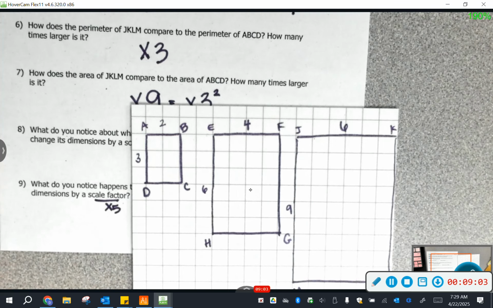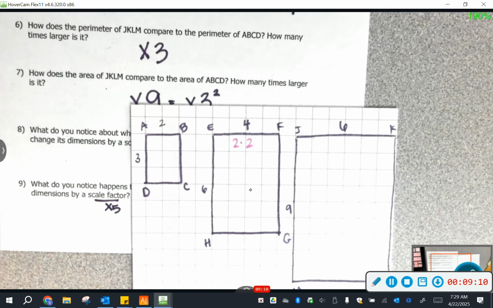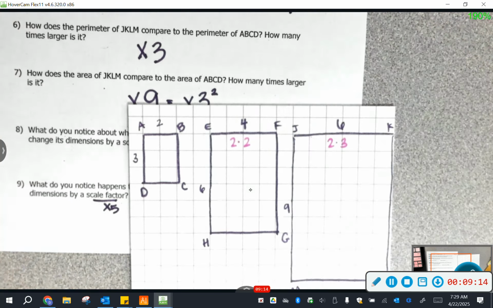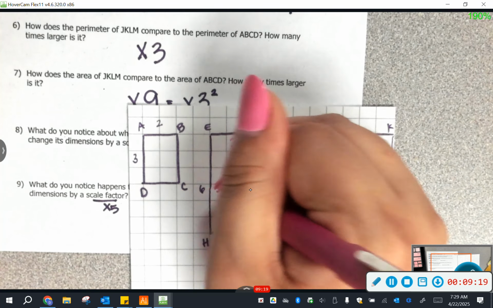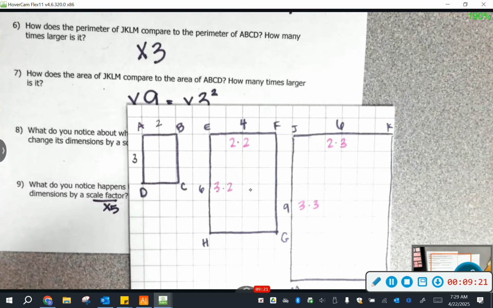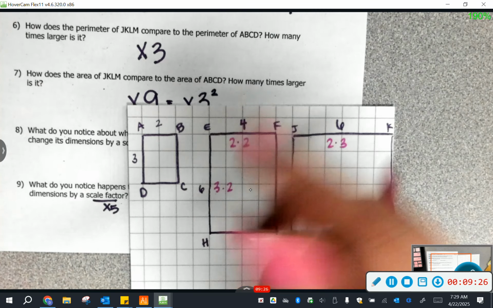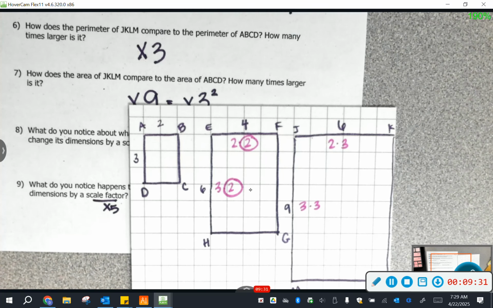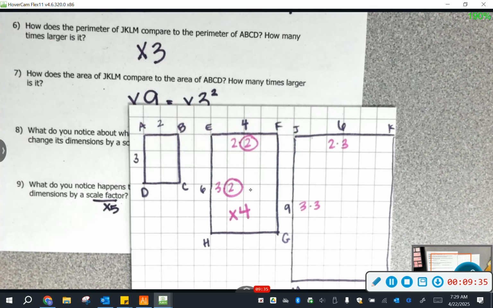Well, hey, look over here. Do you agree that this right here, we got this by doing 2 times 2? And do you agree this one right here we got by doing 2 times 3? Right? Isn't that what I did? And then right here we did 3 times 2 and 3 times 3. How much more did I multiply this by from this one? 2 times 2 is 4. That's why this is 4 times as much area.